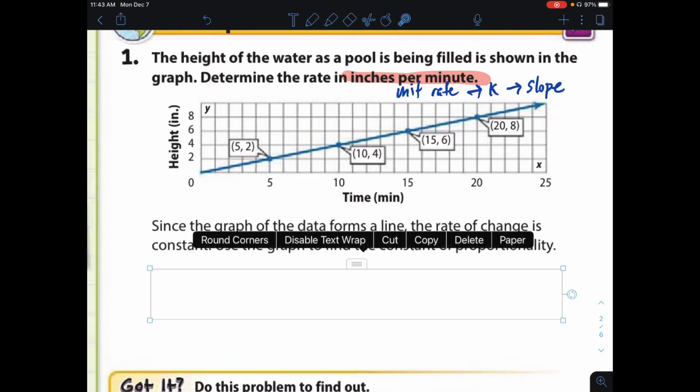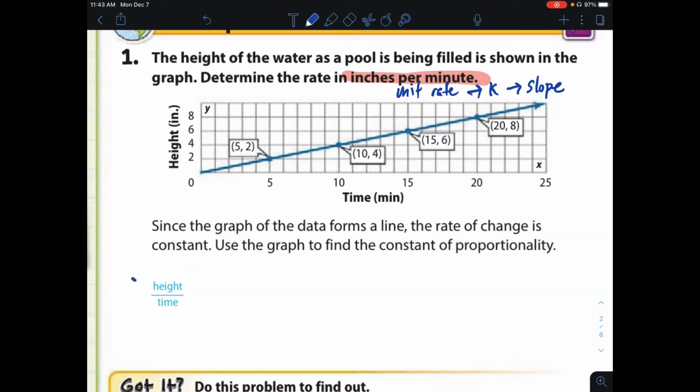And let's take a look at this one right here. So again, this is our y over x, height over time, y over x. Remember that. Remember when we talk about direct variation, it's y over x equals k. So remember that equation. After we find y over x, we also find the value of k, which is our slope, our unit rate, and our constant of proportionality. So let's continue.